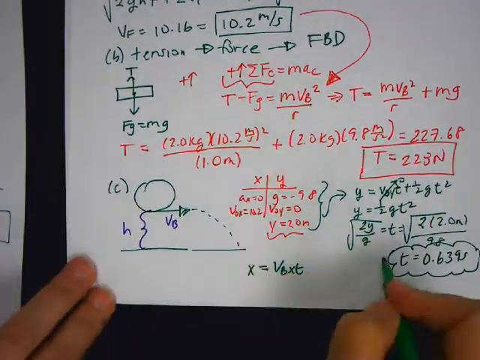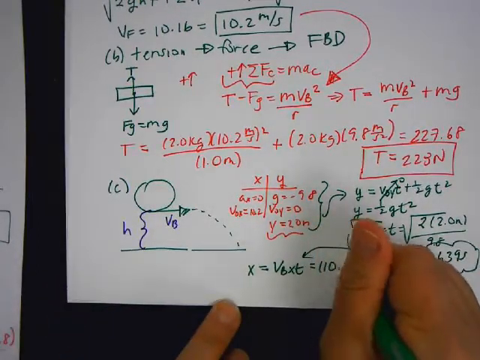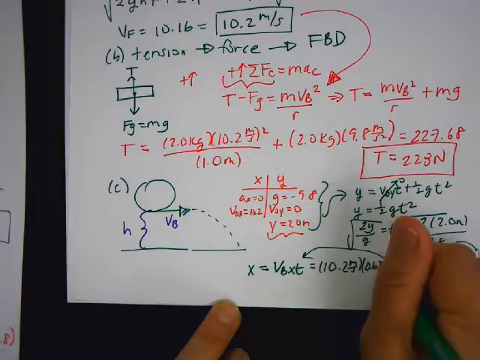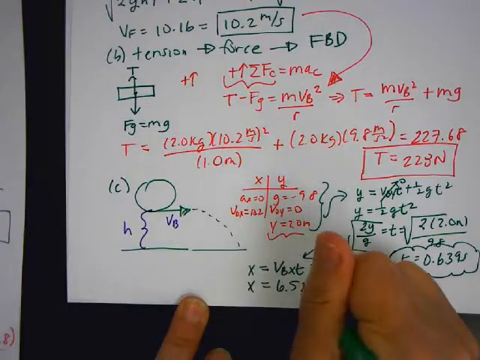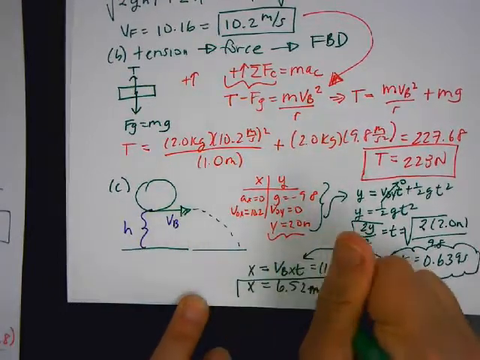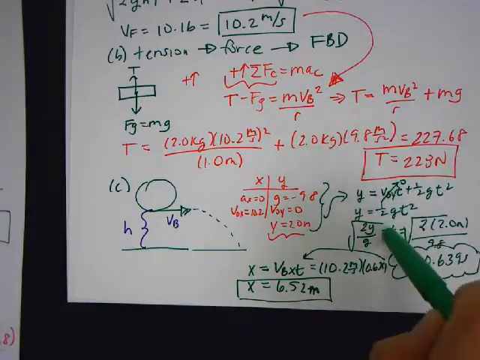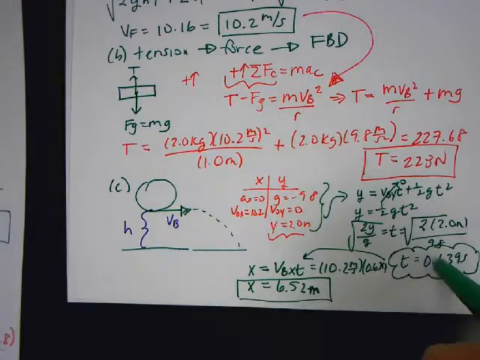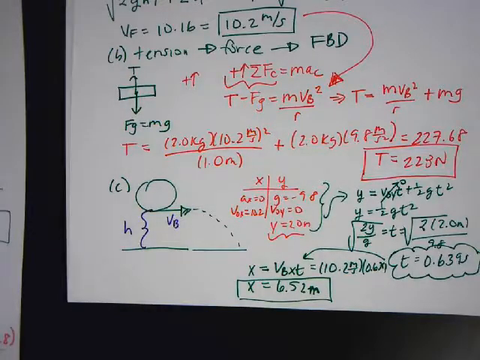And once I know that t, then I'll substitute it in here. So this is going to be 10.2 meters per second times 0.639. So x is equal to 6.52 meters. So again, I always have to write my basic equation. Then I'm going to substitute in my values and I'm going to solve. So that's 1, 2, 3 points. And then I get my maximum points. And that's how I get a 5.